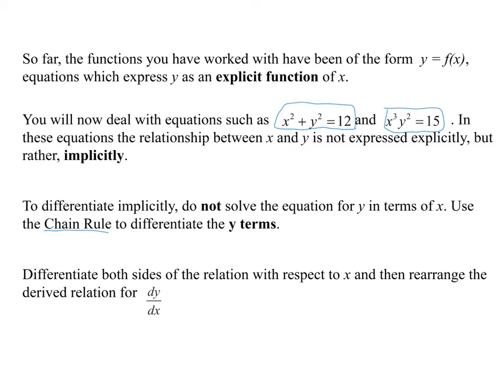So what happens is we do not change the equation, we just leave it the way it is. We do the derivative of each term. So for this first one, derivative of x squared would be 2x, derivative of 12 would be 0. So really the only thing we've got to figure out is how do we do the derivative of y squared with respect to x, right? Because remember, we're always doing the derivative of the equation with respect to x.